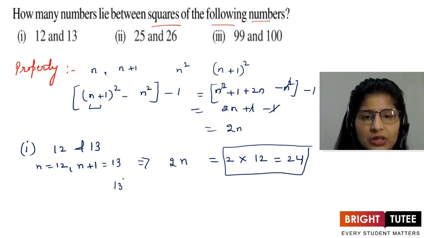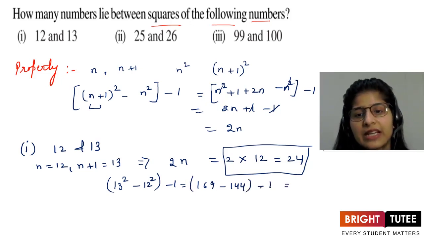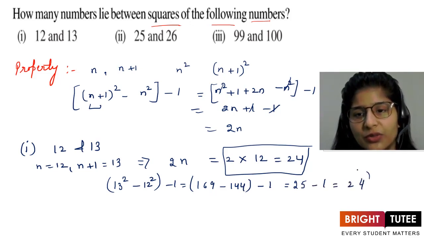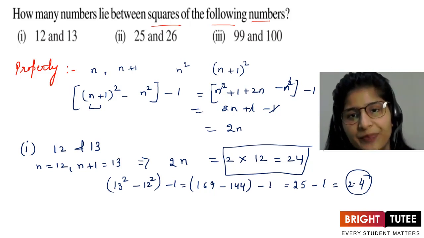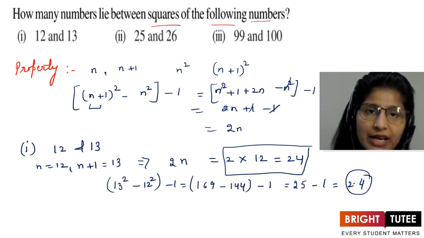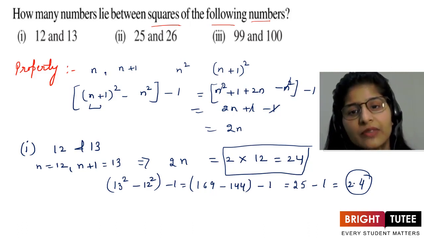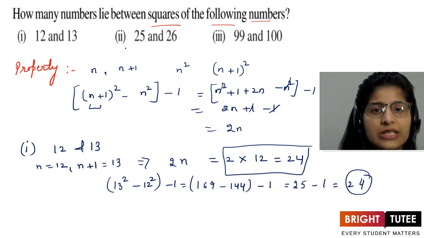So let us do 13 square minus 12 square and then subtract 1 from it. 13 square is 169, 12 square is 144, minus 1. We get 169 minus 144 as 25, minus 1. That gives us 24. Just see, we have verified it. 2n will give us the same answer as this. So whenever we have to find the numbers lying between the squares of two numbers, we just have to use 2n. Clear? Let's do the second part.